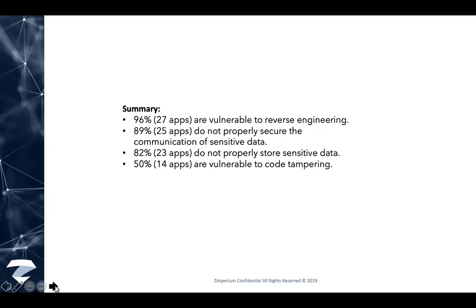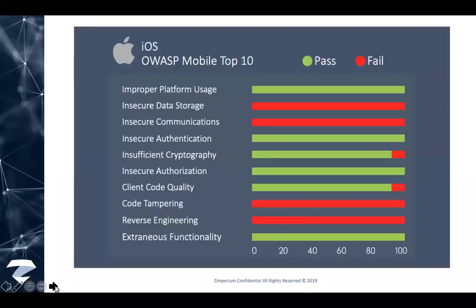We'll dive into this a little bit. 8 out of 10, 4 out of 5, don't store it properly. And 50% are vulnerable to code tampering. So that's when we look at both combined, but it's always really interesting to dive into what the similarities and differences are by operating system.